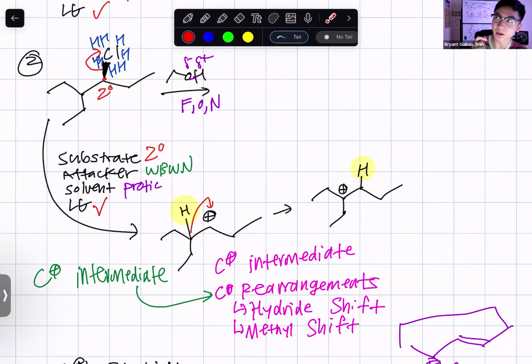Unimolecular will only depend on one concentration, which is the nucleophile. Oh no, the substrate concentration, right? Unimolecular reactions only depend on one concentration, which is the substrate, not the nucleophile. The nucleophile doesn't matter. If you increase the nucleophile concentration for a unimolecular reaction, it will not change the reaction rate. But if you increase the substrate concentration for a unimolecular reaction, then the reaction rate would increase, right?